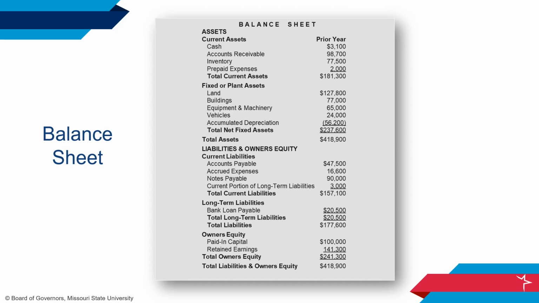Current simply refers to anything that you can convert to cash in 12 months or that is coming due in the liability section within 12 months. Also note that the total assets equal the total liabilities and equity. If your balance sheet doesn't balance, something's off.